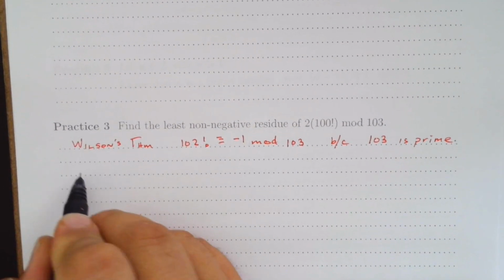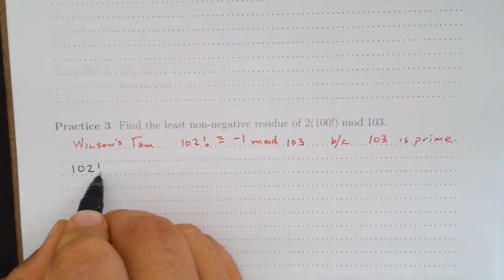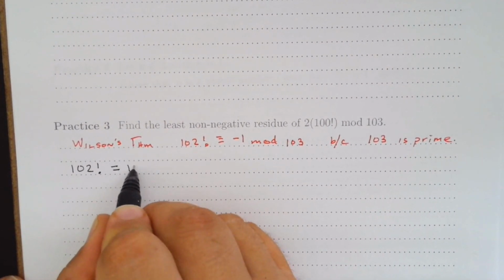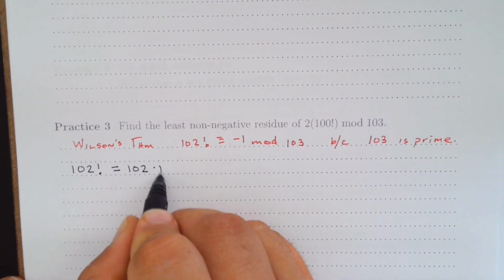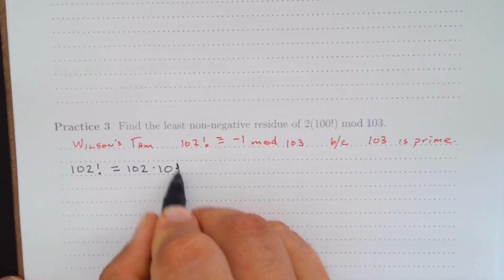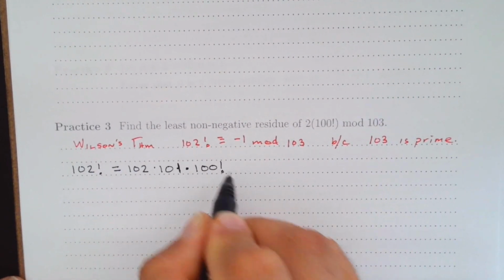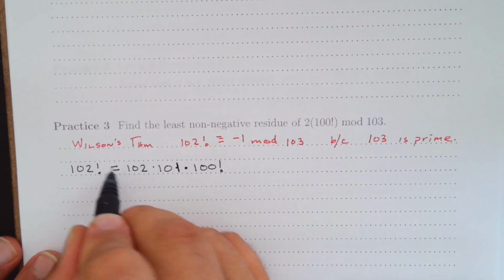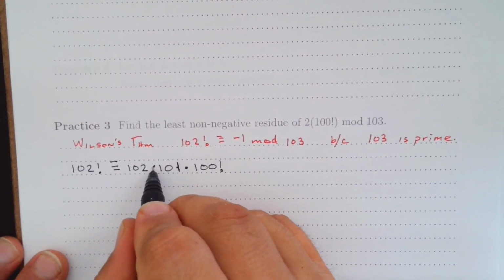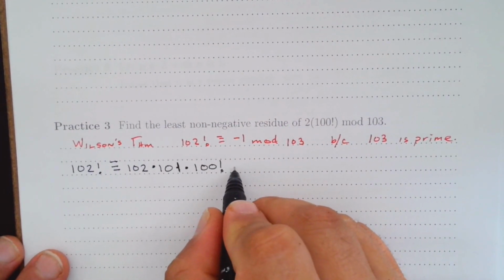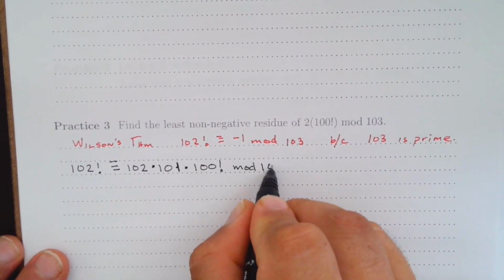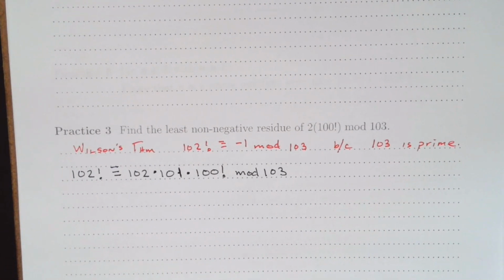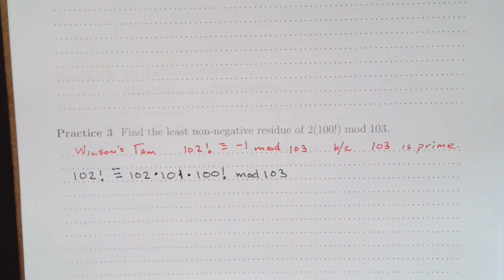Now, we're going to work from here and then try to coax a 2 times 100 factorial out. So, we know that 102 factorial is the same as 102 times 101 times 100 factorial, right? And so that means that 102 factorial has to be equivalent to 102 times 101 times 100 factorial mod 103.